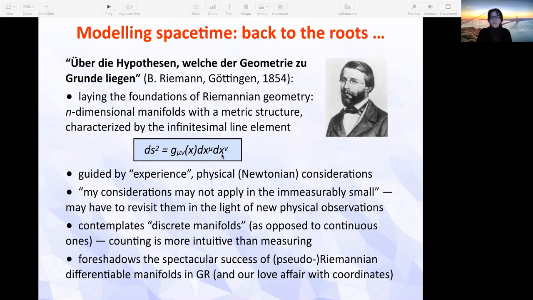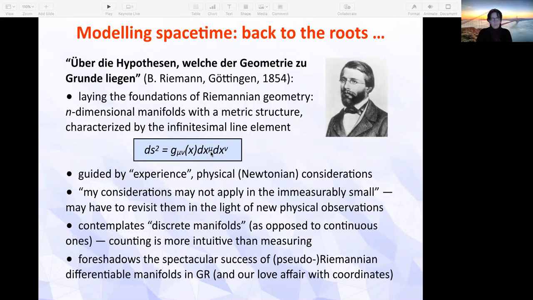What is often cited by people who like actual discrete formulations of gravity and quantum gravity is that he contemplates and juxtaposes continuous manifolds, so underlying in particular this infinitesimal construction, with the possibility that things might be actually discrete. He also argues that counting is certainly more intuitive than measuring, upon which he builds his notion of geometry.